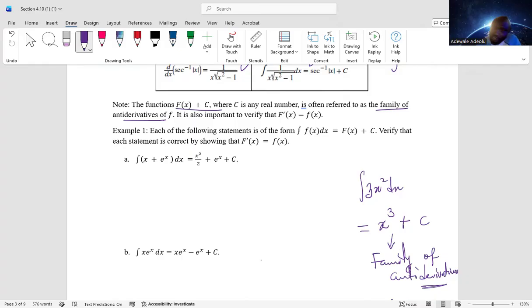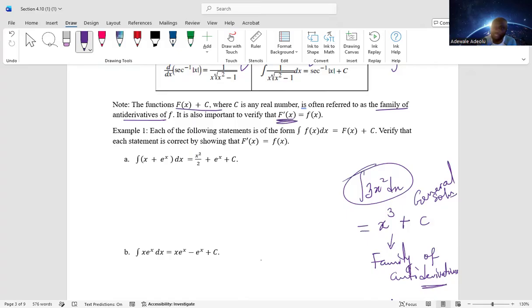And also we call it the general solution to this indefinite integral. We call it the general solution because it is general: C could be anything. How do we know if an antiderivative is truly the antiderivative of a particular function?